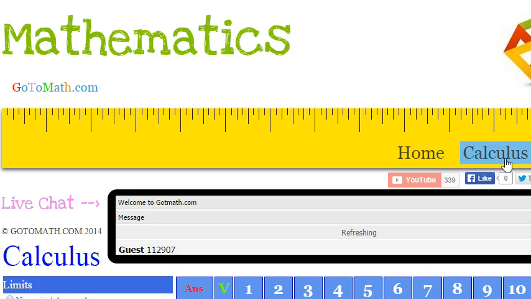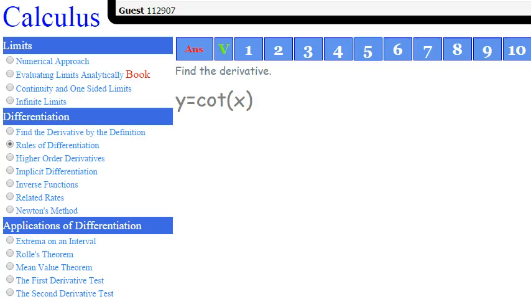Okay, we're here at gotomath.com. We're looking at some calculus, and we're going over the rules of differentiation. And this particular one here, I believe, is in this section right here. Okay, so it says find the derivative, and we have y is equal to cotan of x.